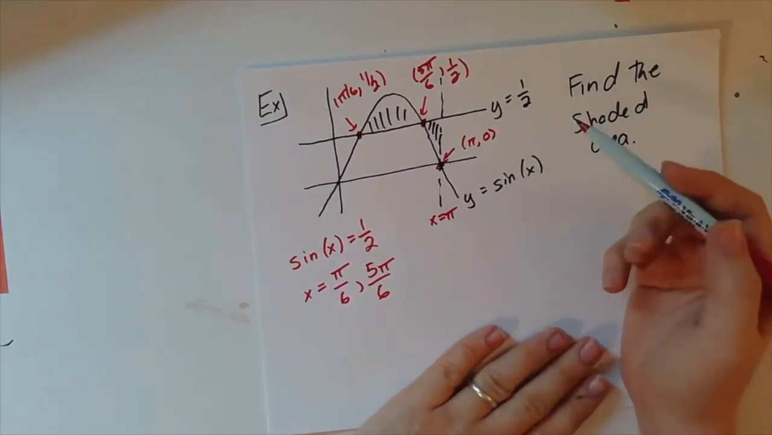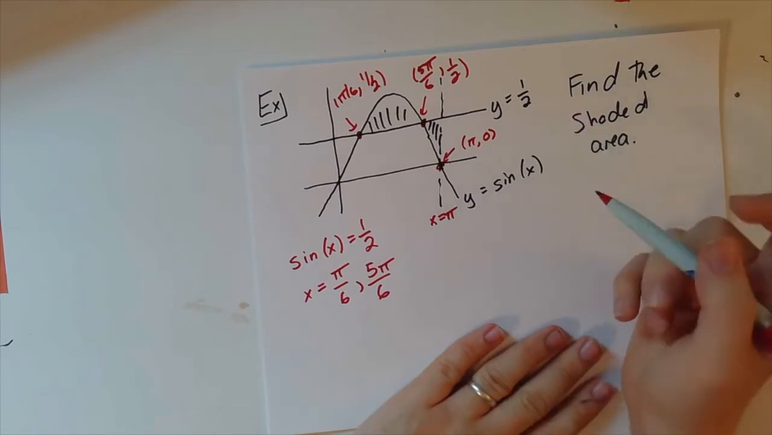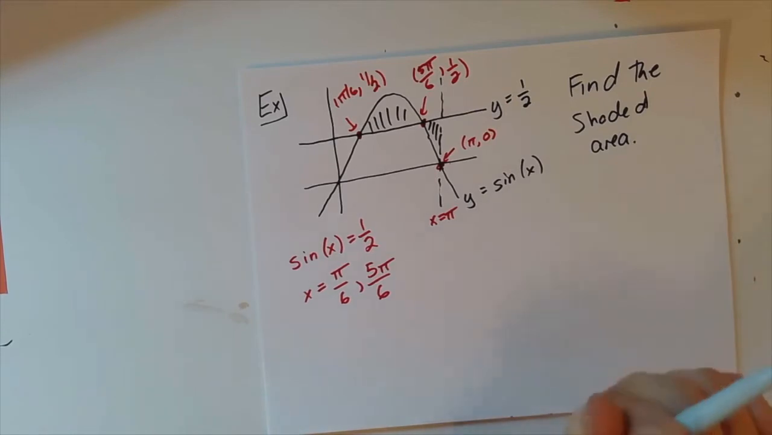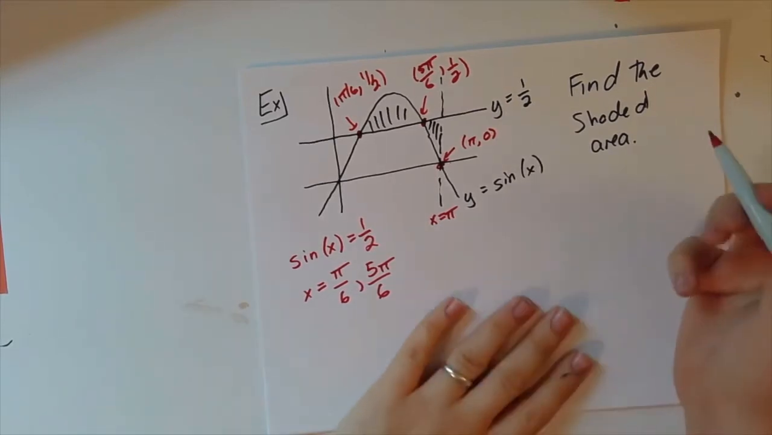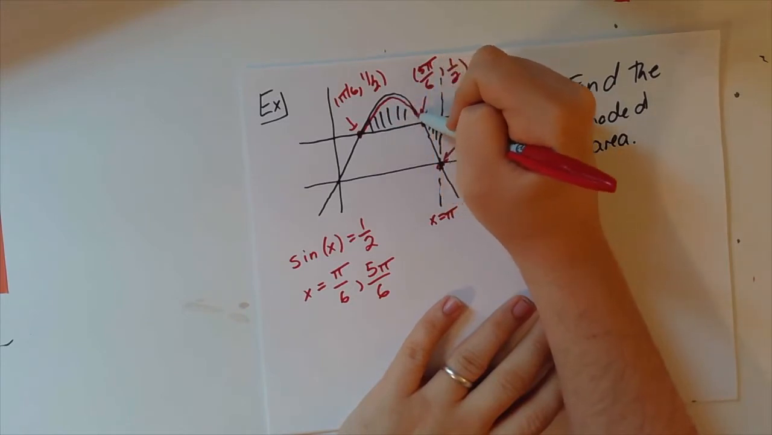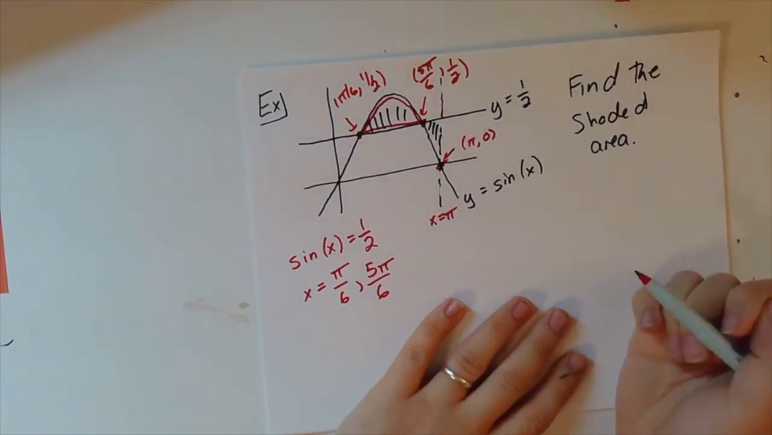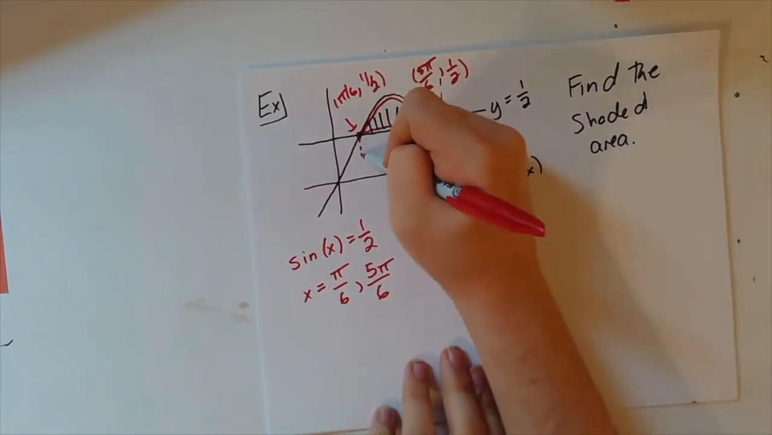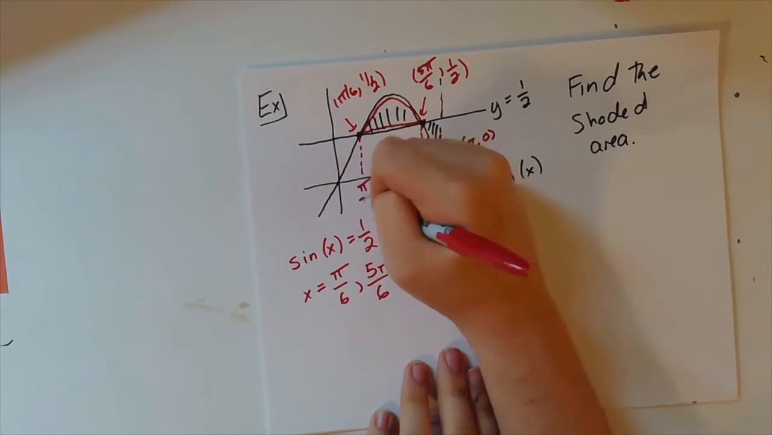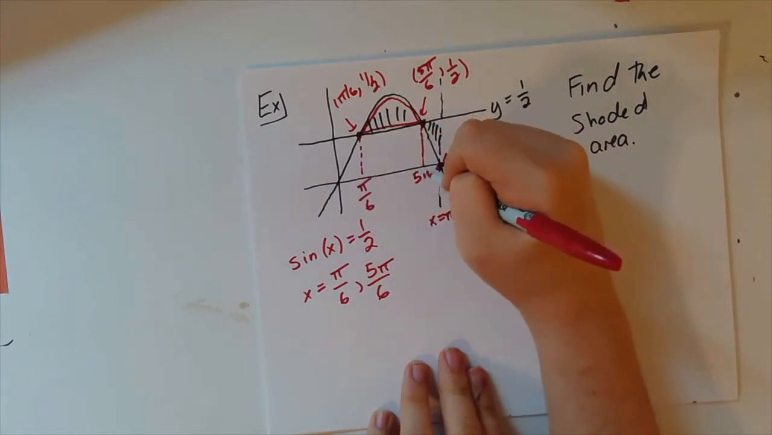So now we want to break this down into pieces that we can actually solve for. So let's start with this area. I'm going to call this the red area. That's one piece of the black area. So I can drop down some vertical lines here, which will make my life easier. So that's pi over 6. That's 5 pi over 6.